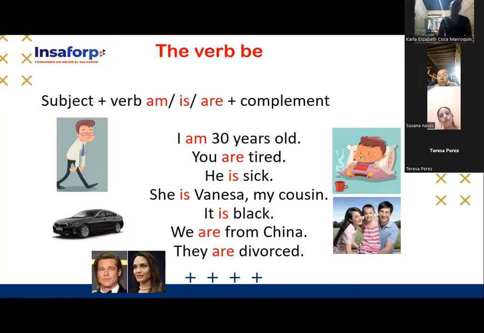Esto es del verbo to be. Vamos a ver otro ejemplo. Les voy a mandar esto también para que lo tengan allí.